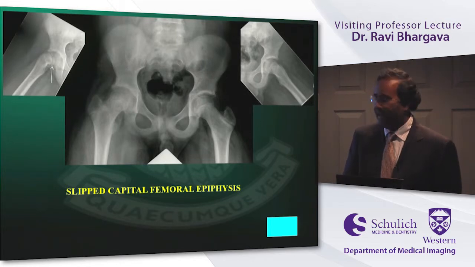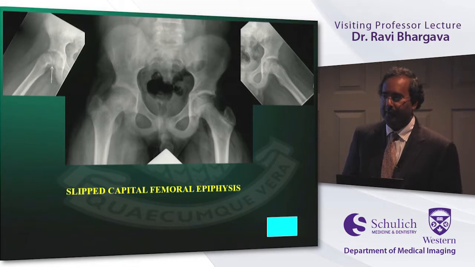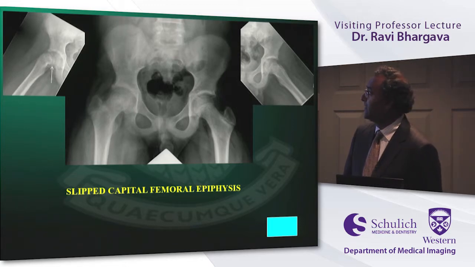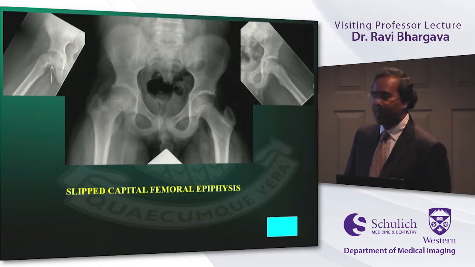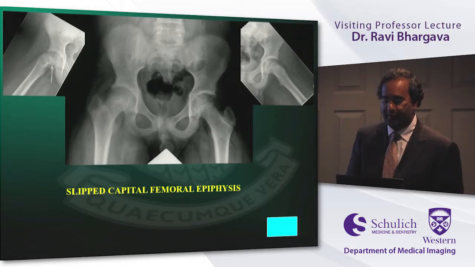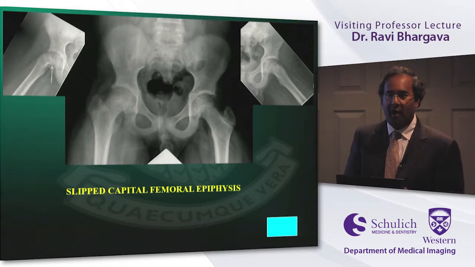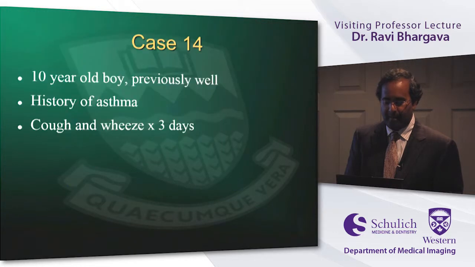Here's an example of slipped capital femoral epiphysis. You get what people have described as the melted ice cream head slipping off the femoral head. They're very tough to pick up on AP projections. But again, with a frog leg view, you can easily pick that up. So that is part of everybody's routine anyway, but it's important to look for those subtle signs of avascular necrosis.